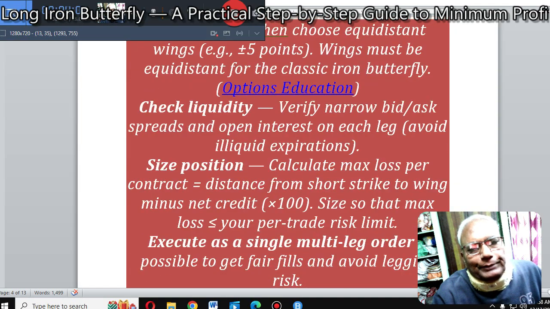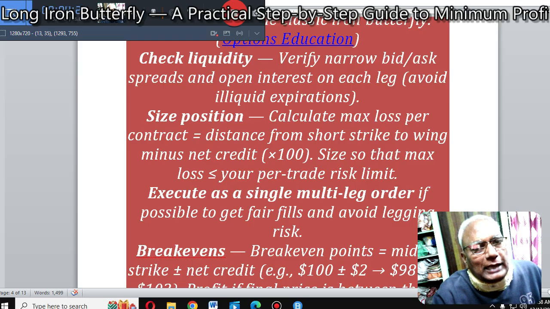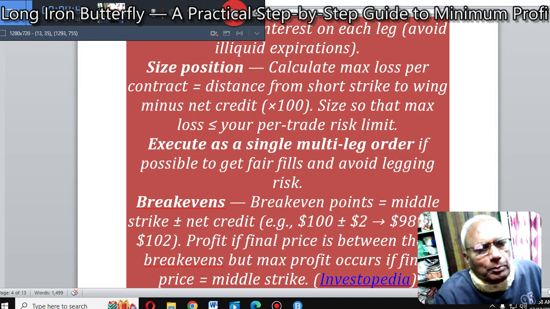Check liquidity. Verify narrow bid-ask spread and open interest on each leg. Avoid illiquid expirations. Size position. Calculate maximum loss per contract: distance from short strike to wing minus net credit, times 100, so that maximum loss fits your per-trade risk limit. Execute as a single multi-leg order if possible to get fair fills and avoid legging risk.